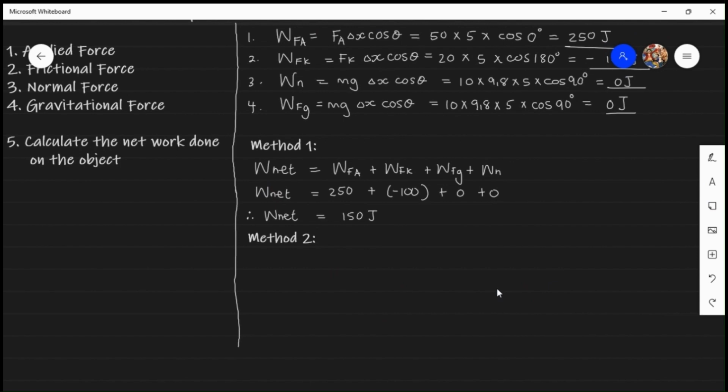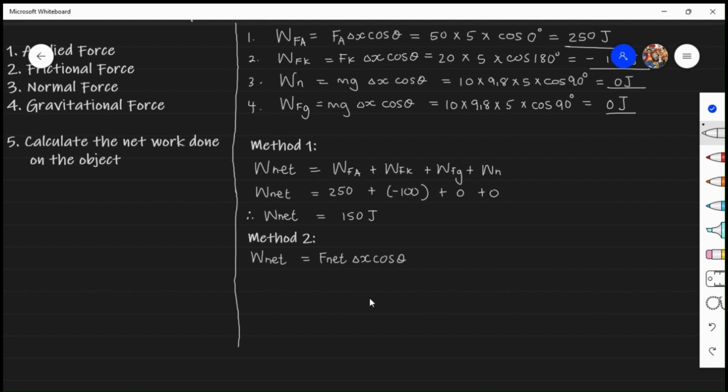Now, method two involves calculating F net. So let's start by writing out our formula. So the second method makes use of the formula work net equals F net times displacement times cos of theta. So if you notice, the second method is just basically the normal formula that we are used to. Work equals the force times the displacement times cos of theta. But now, because we're using the net force, we'll be calculating net work. So let's start by calculating our net force.